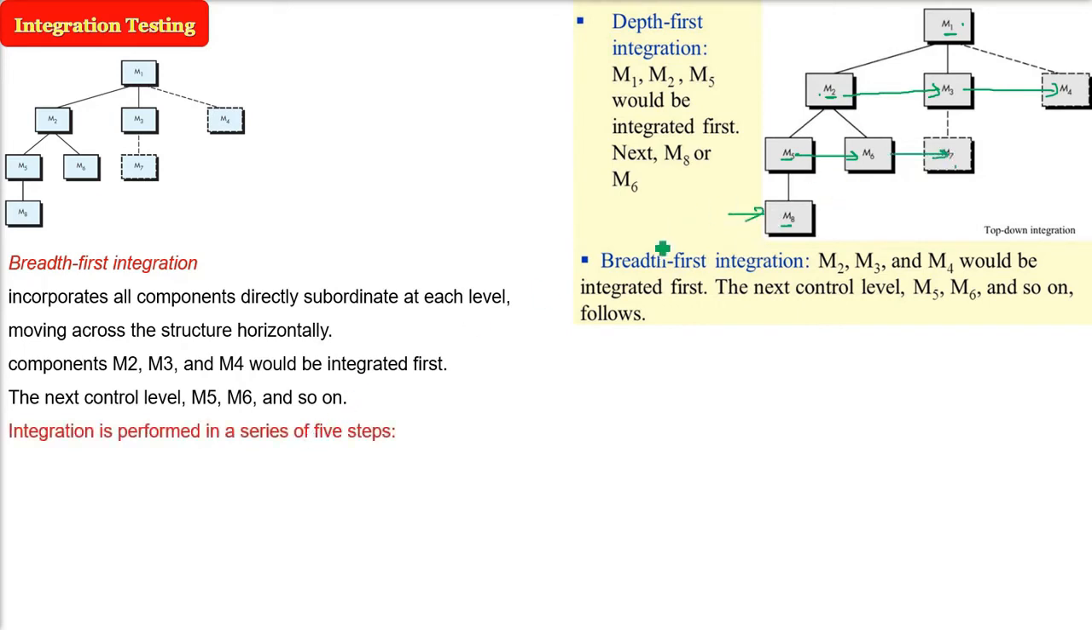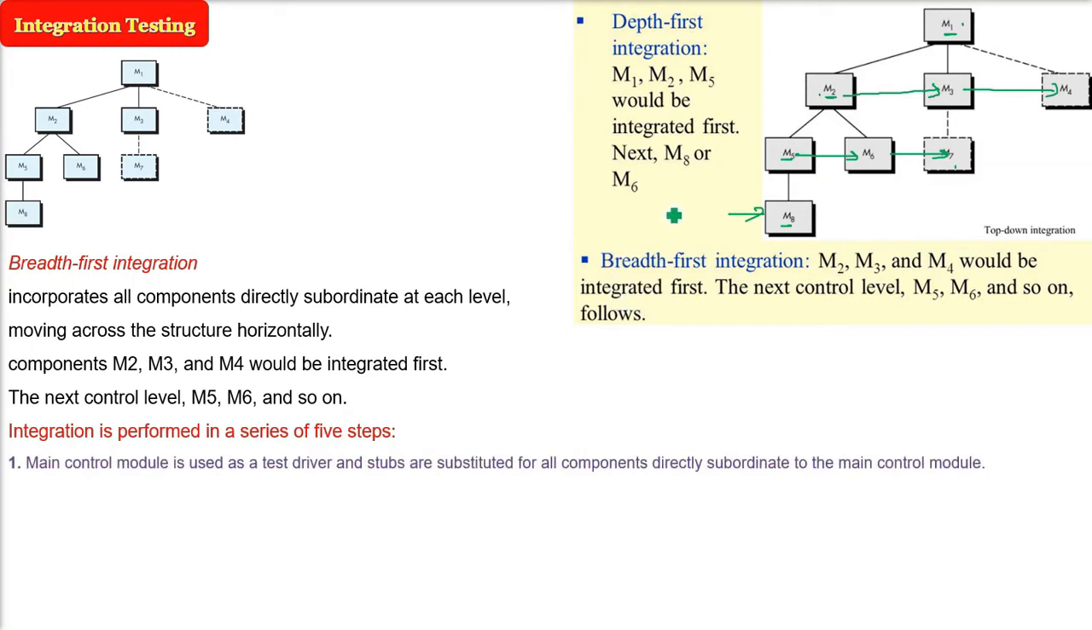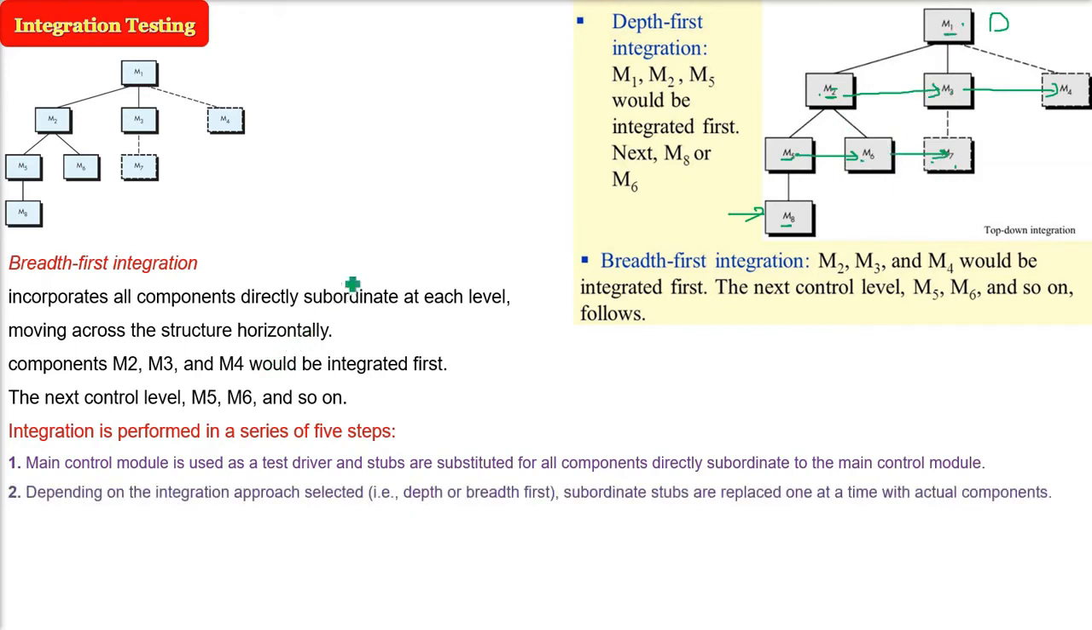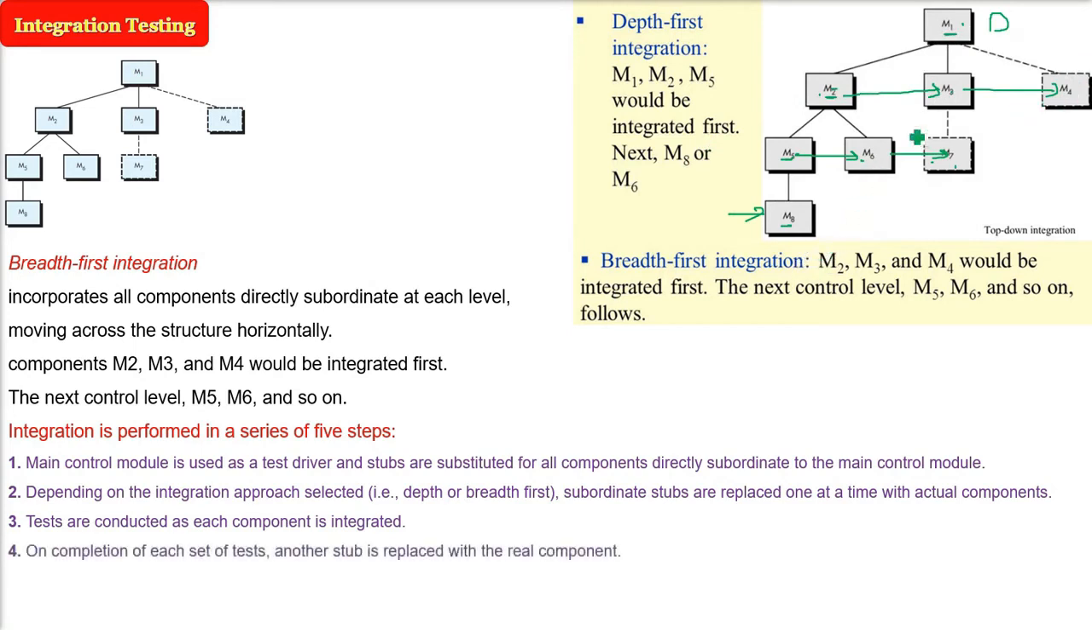So integration in these cases is performed in a series of steps, mainly 5 steps. How do we do it? The main control module, that is the main program, is used as a test driver, and stubs are substituted for all components directly subordinate to the main control module. Because maybe the main program may not have been made properly or the subordinates are not done, you have to use the driver and stub. Depending on the integration approach, it can be depth first or breadth first. Subordinate stubs are replaced one at a time with the actual components, and tests are conducted as each component is integrated. On completion of each set of tests, another stub is replaced with the real component.